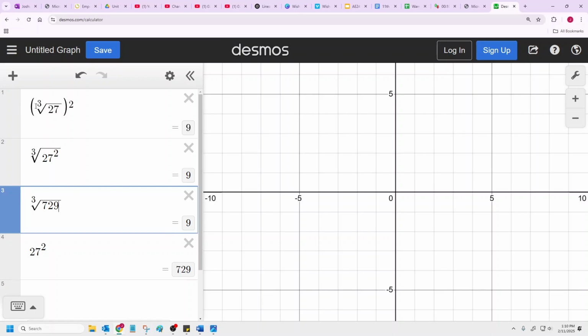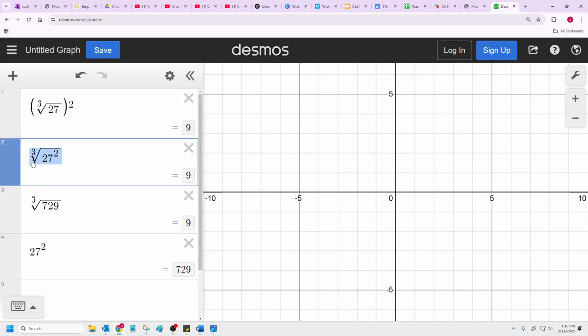Can you see how taking the cube root of 27 gives me 3, squaring it gives me 9. If I took 27 squared, I'd end up with 729. And if I took the cube root of that, I'd end up with 9. So do you see how order kind of matters? It doesn't. It depends on what you're working on. Don't quote me. But these all do the same thing. You will need the different notation for different reasons.